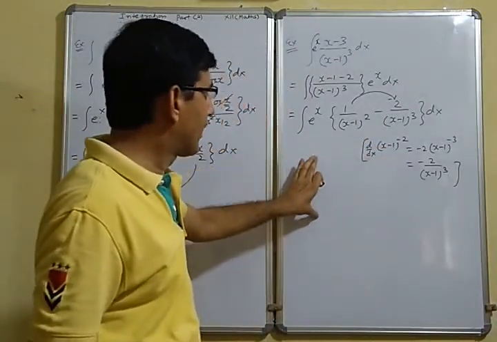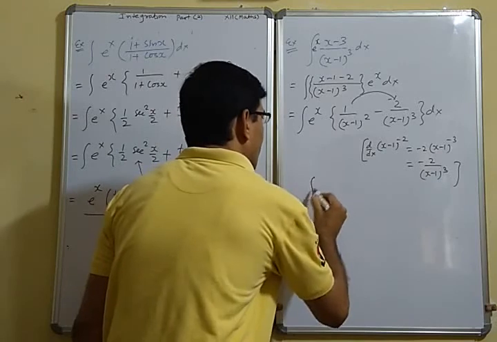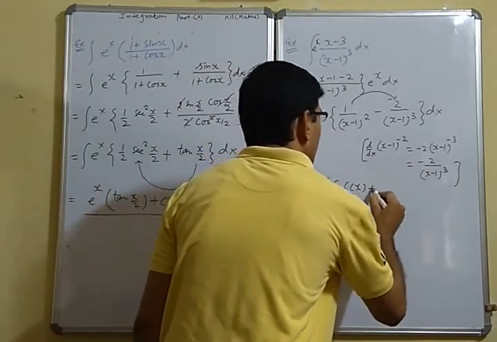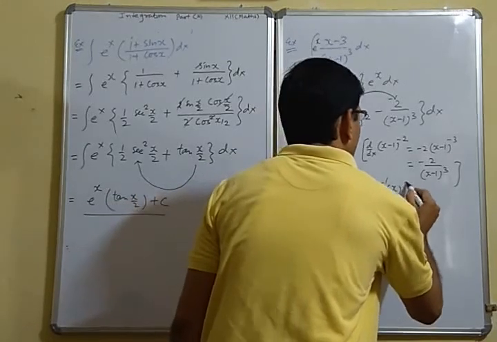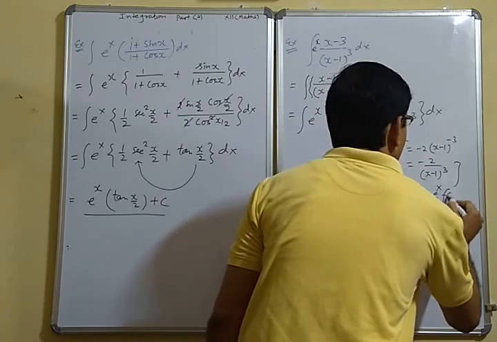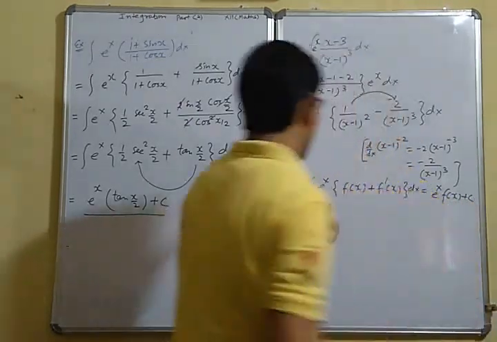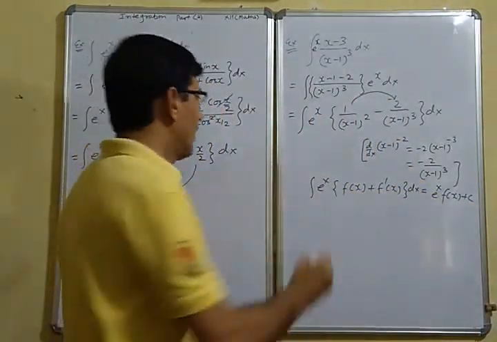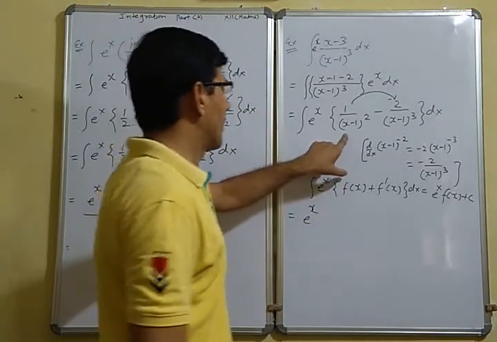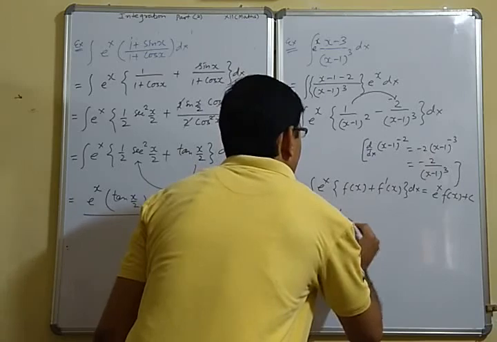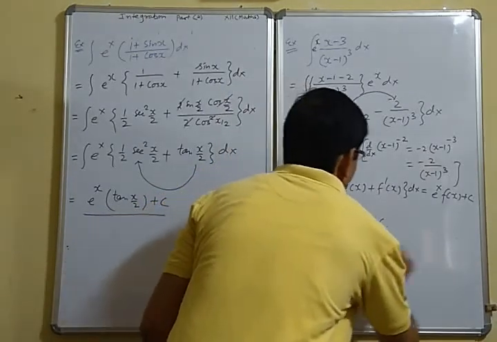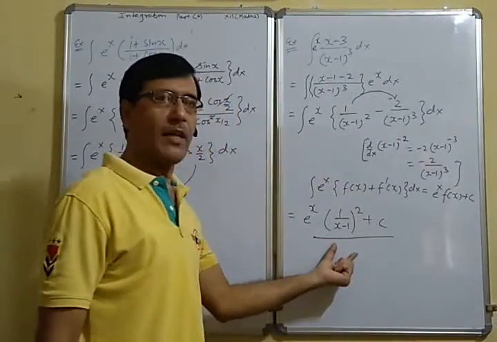So here we'll write the formula: integral of e raised to power x [f(x) plus f dash (x)] dx is equal to e raised to power x f(x) plus c. Apply this formula. So what we'll get? e raised to power x f(x), where f(x) is 1 upon (x minus 1) whole square, plus c. So this is the integration.